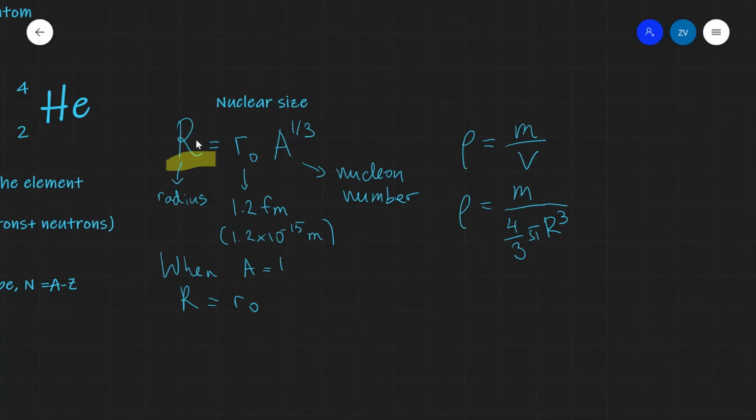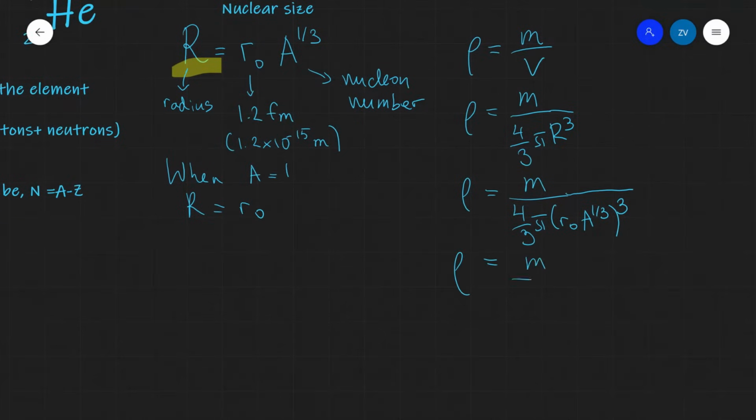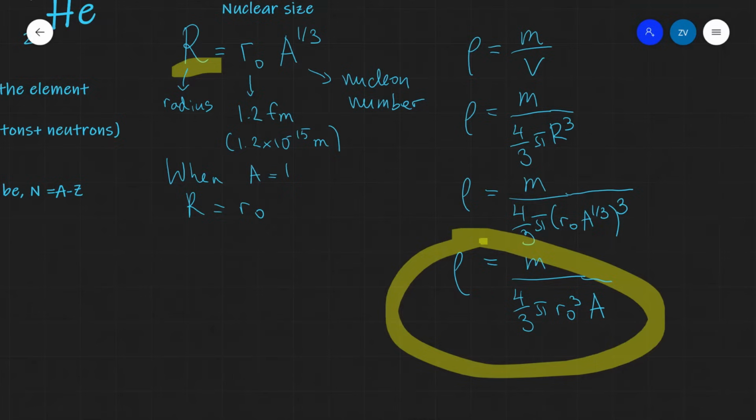I've highlighted it over here, so we could write down that our density rho will be equal to the mass divided by 4/3 pi times r naught A to the power of 1/3, all of it cubed. Okay, well, our density will then be equal to the mass divided by 4/3 pi r naught cubed. And if I cube A raised to the power of a third, I'm just going to get A. Now, using this equation, we could calculate the density of any nuclear matter.